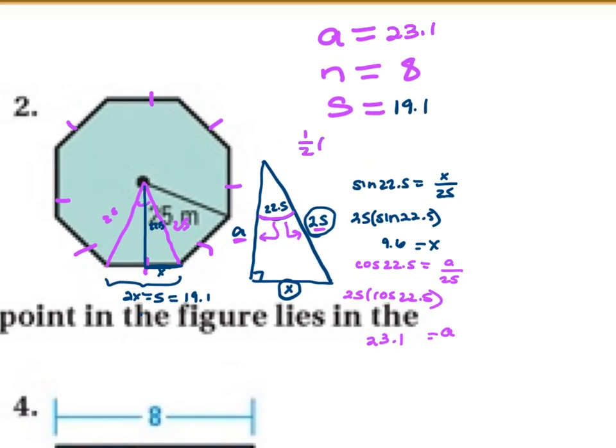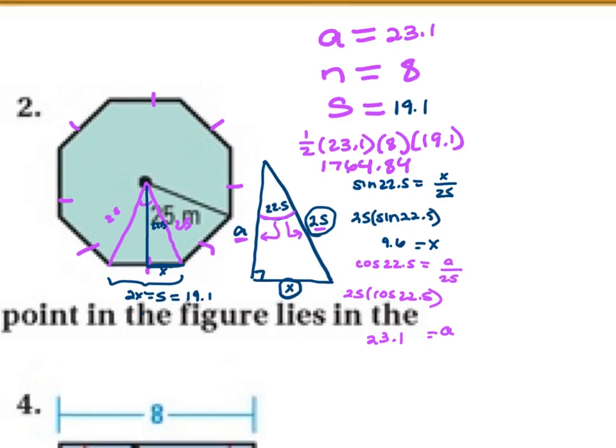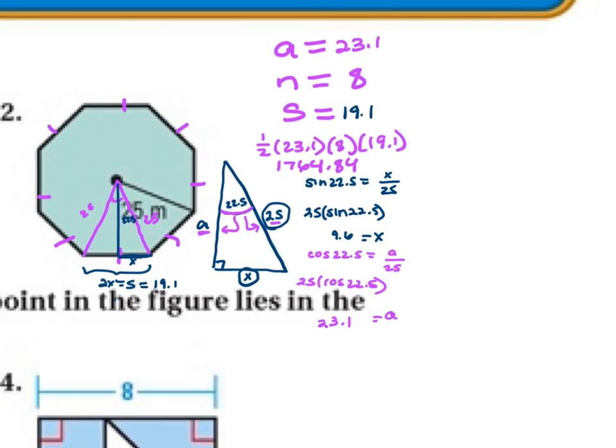So now it's 1/2 A and S, which is 1764.84 meters squared.